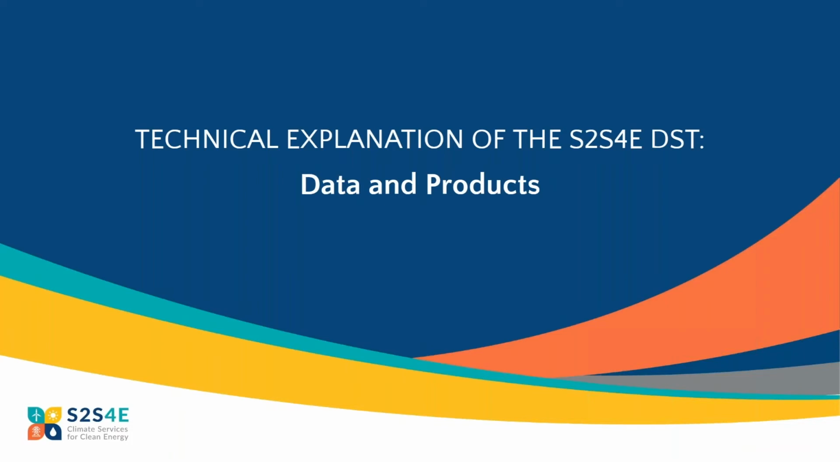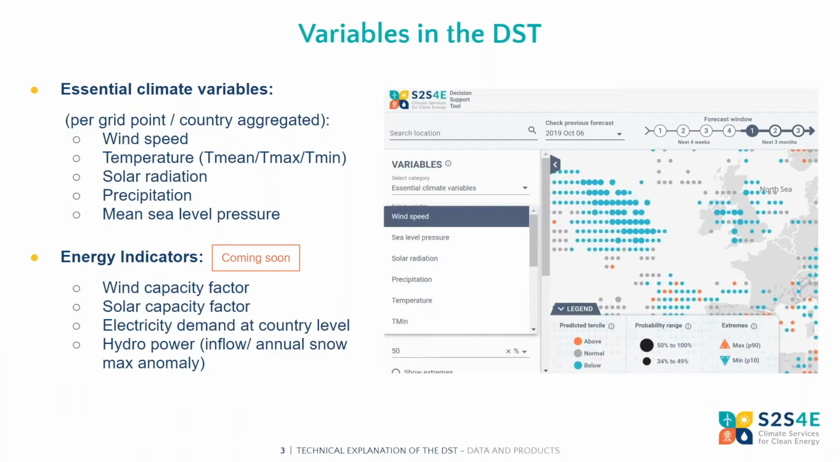Okay, then we move on, after this introduction on more general concepts on predictability, a little bit to more concrete aspects of the data and products that we are presenting in the decision support tool. First of all, as Isadora already mentioned, in the left panel of the DST, you can select from a list of essential climate variables.